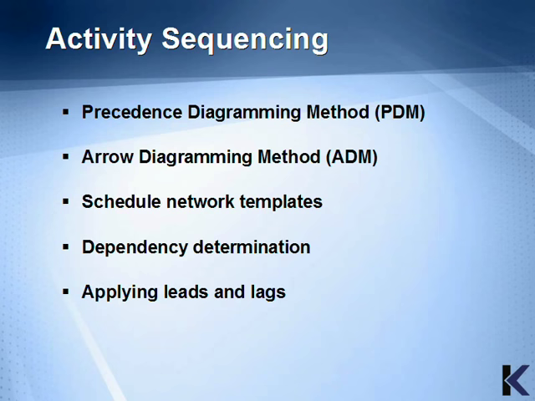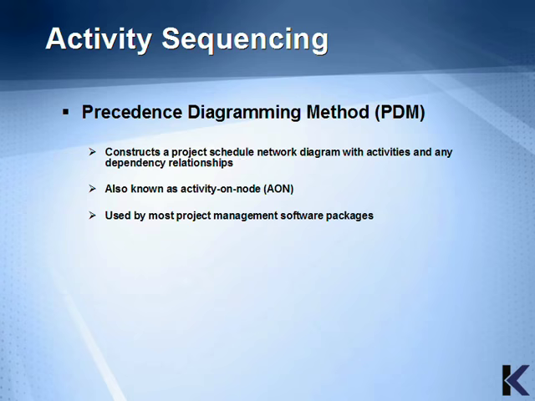In this section, we'll review the tools and techniques to the activity sequencing process. The tools and techniques include precedence diagramming method, PDM, the arrow diagramming method, ADM, schedule network templates, dependency determination, and applying leads and lags.